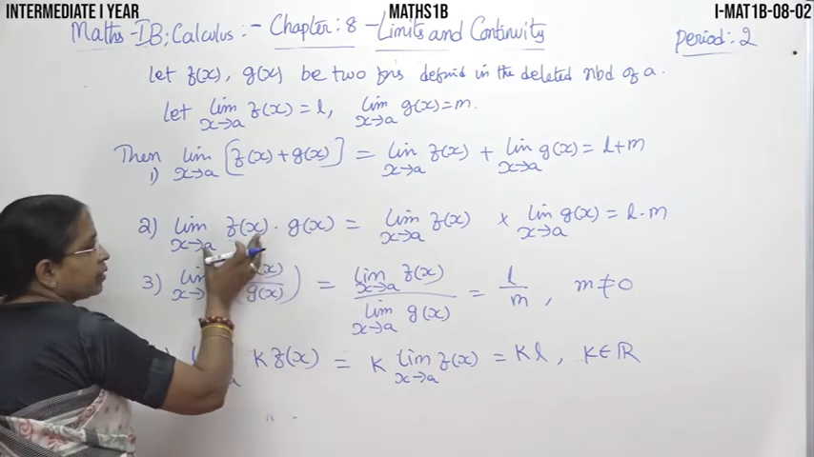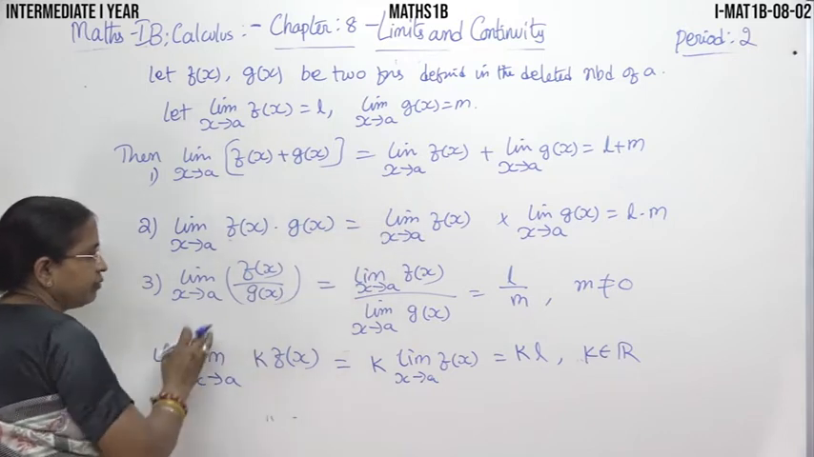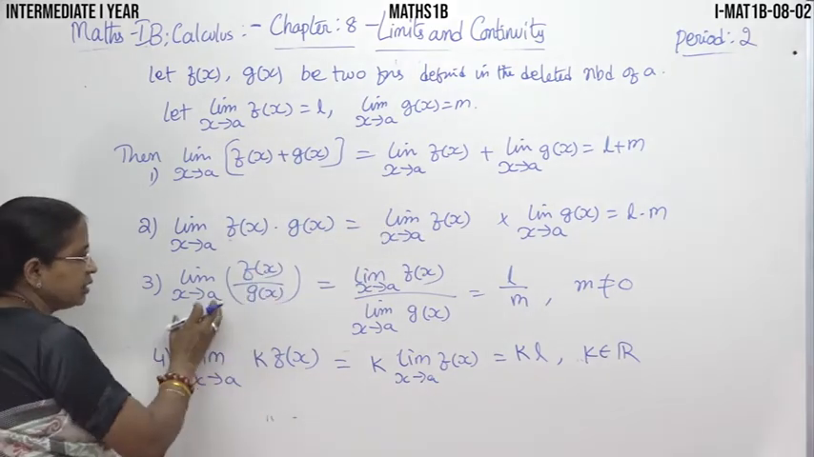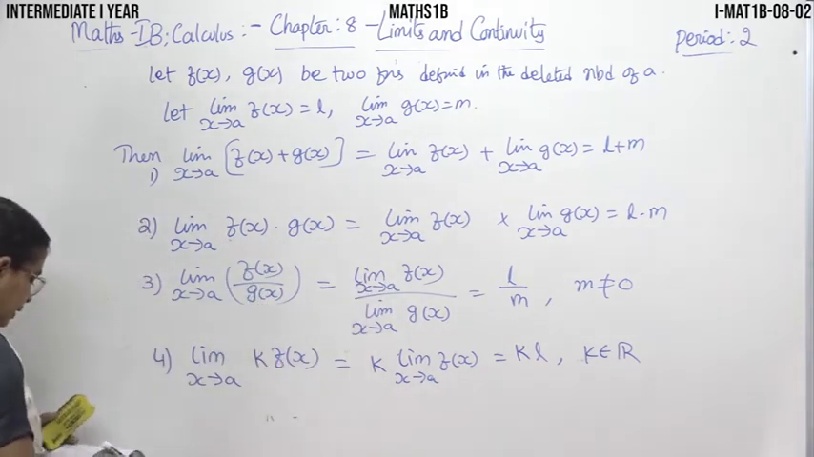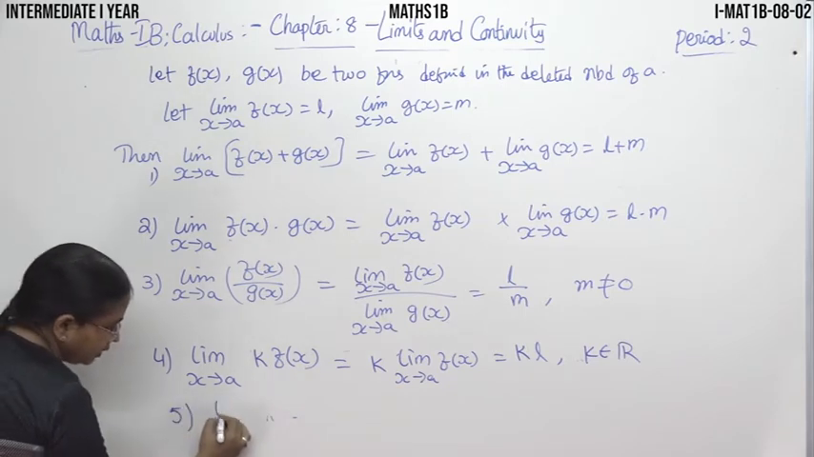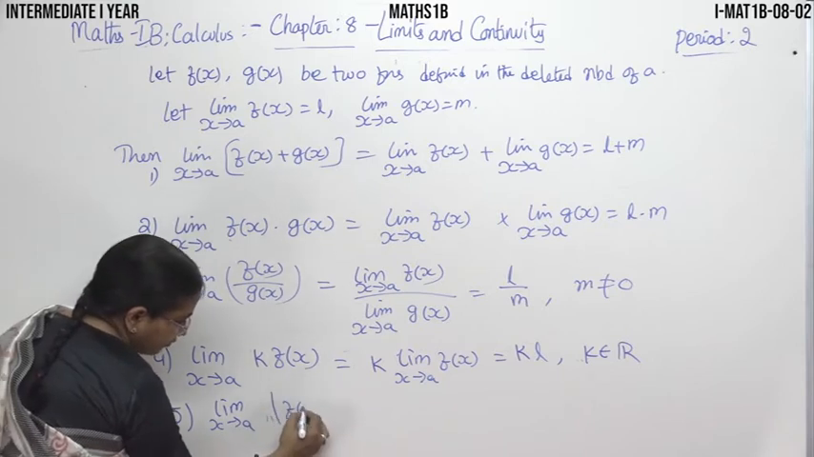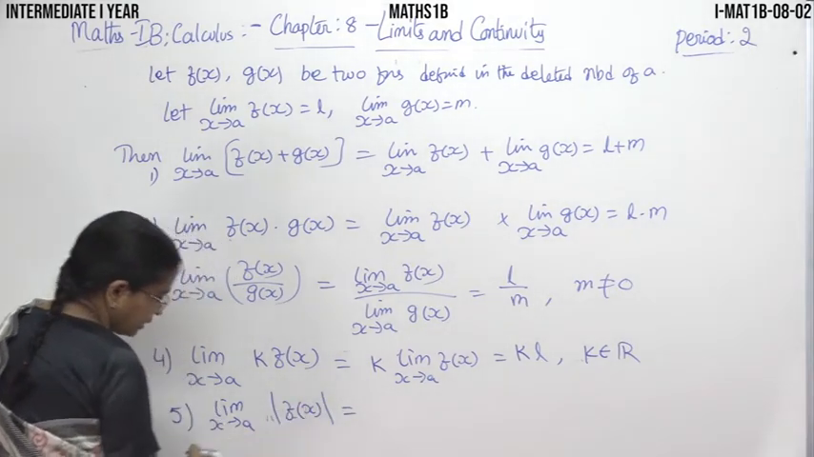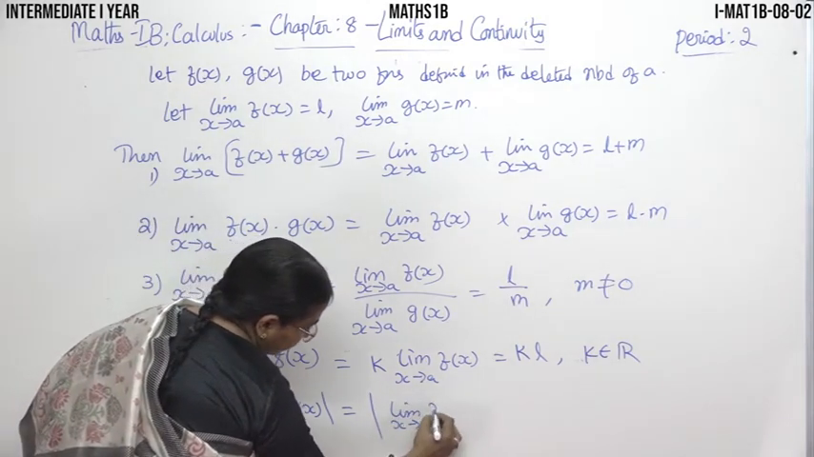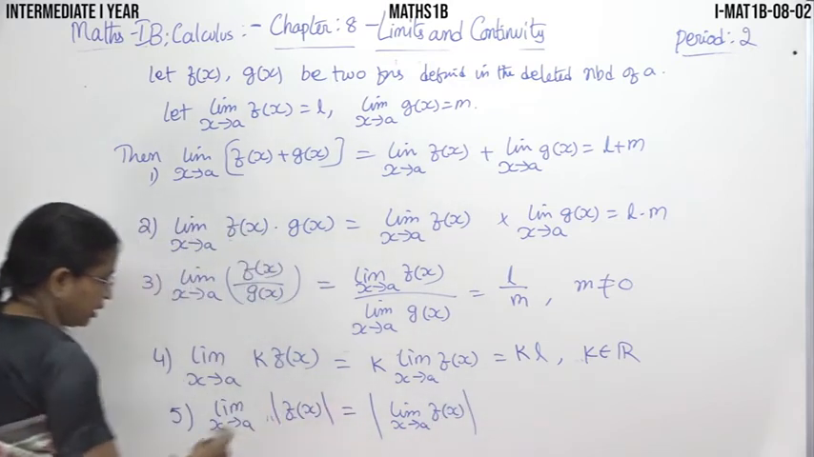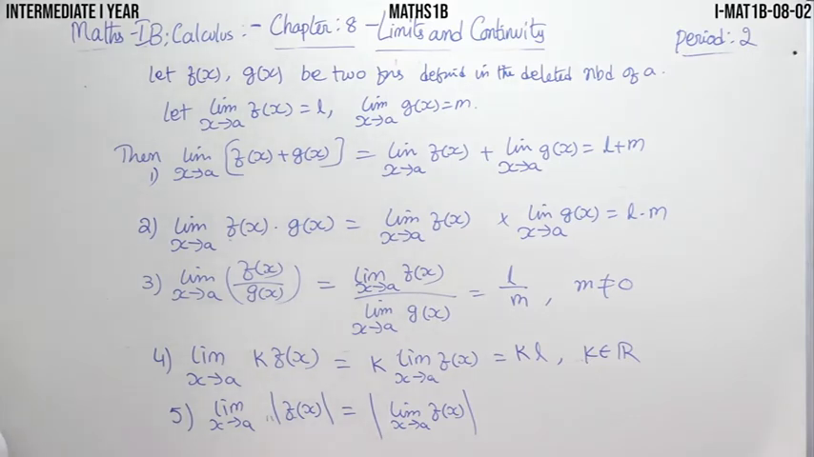When it is the product, find the limit of the first function into the limit of the second function. When it is the quotient of two functions like this, find the limit of the numerator and the limit of the denominator and write the value. These are some of the properties, and one more property is limit x tending to a of mod f of x. So suppose it is like this, then I can write it as modulus of limit x tending to a of f of x. So I can write the modulus outside the limit. So these are some of the properties that we need in solving the problems.